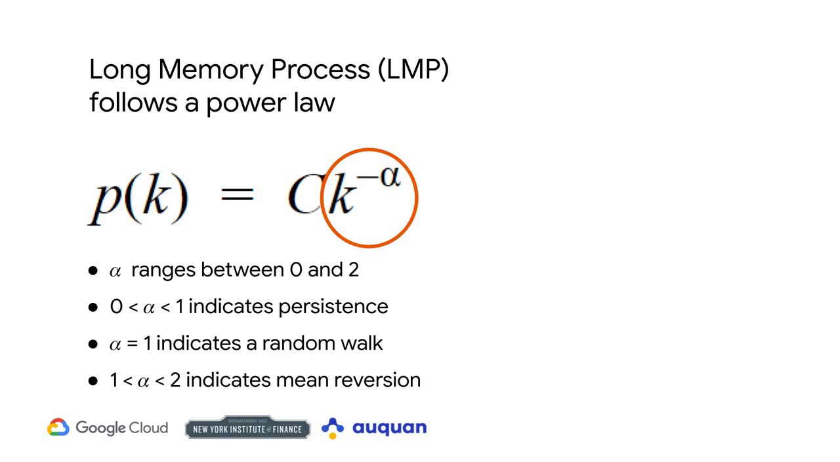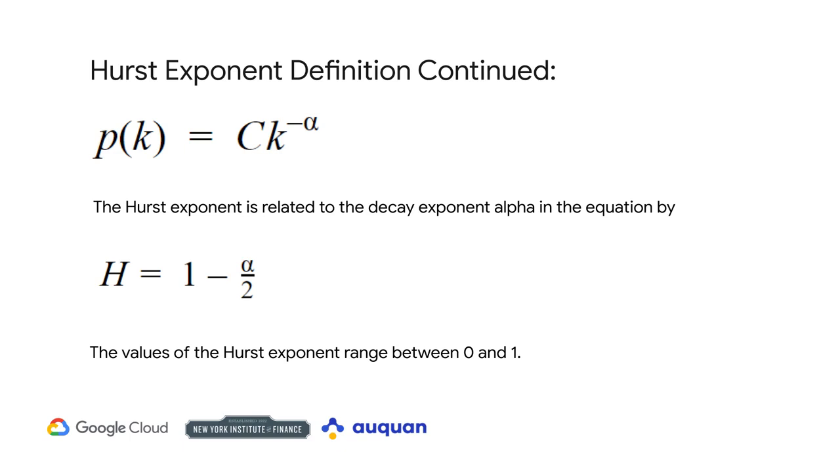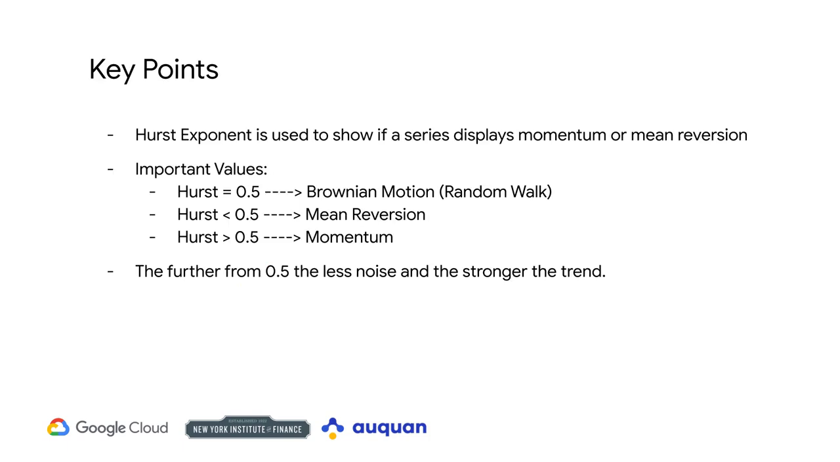The Hurst exponent is equal to 1 minus alpha divided by 2. Since alpha is assumed to range between 0 and 2, the Hurst ranges between 0 and 1. To recap, the Hurst exponent measures the degree to which a time series either regresses strongly to a longer-term mean or clusters in a particular direction. Important values of Hurst are 0.5, which implies the data follows a random walk. A Hurst closer to 0 implies mean reversion. A Hurst closer to 1 implies momentum.